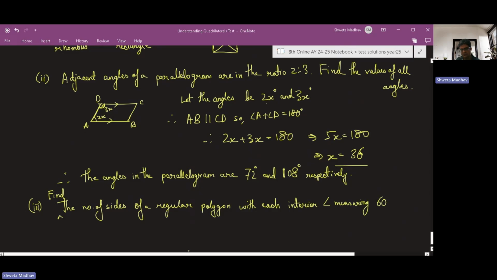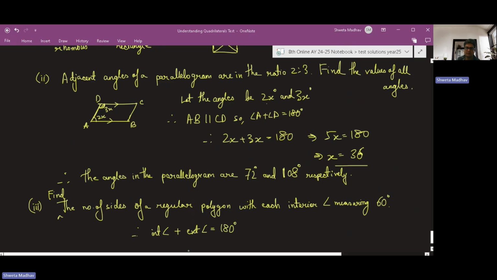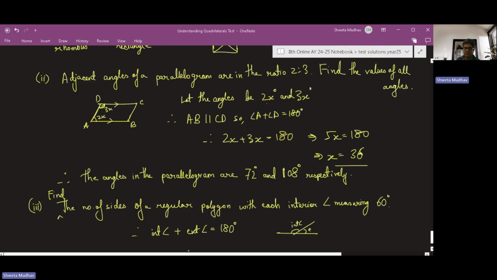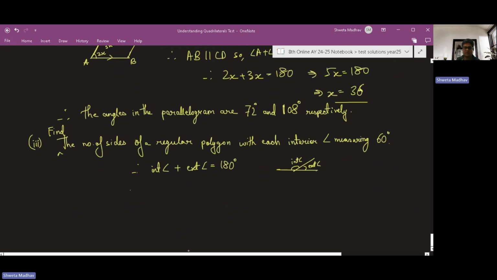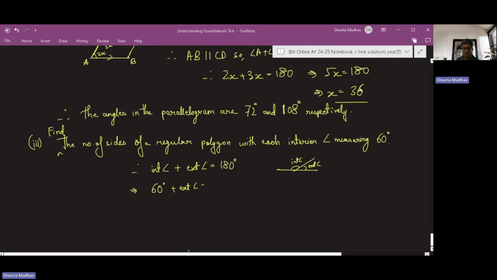60 degrees. As we know, the sum of each interior angle plus each exterior angle will be equal to 180 degrees, since they always form a linear pair. The interior angle with the exterior angle always forms a linear pair. Here it is told that each interior angle is 60 degrees. So 60 degrees plus the exterior angle is equal to 180 degrees.